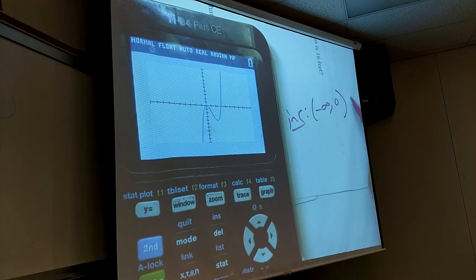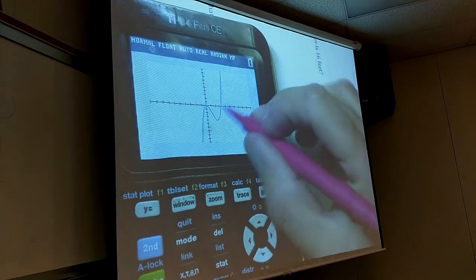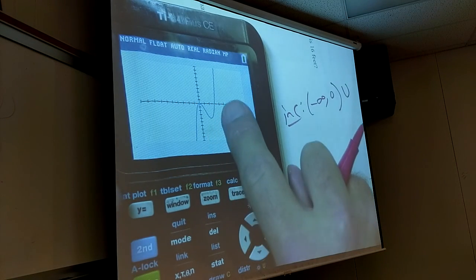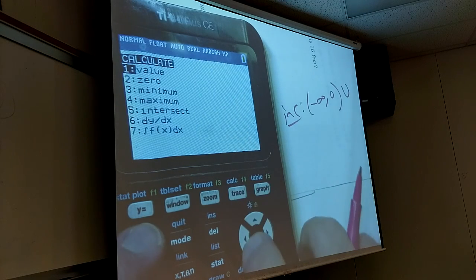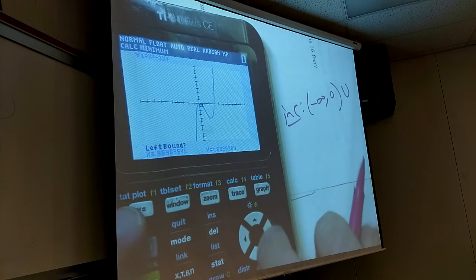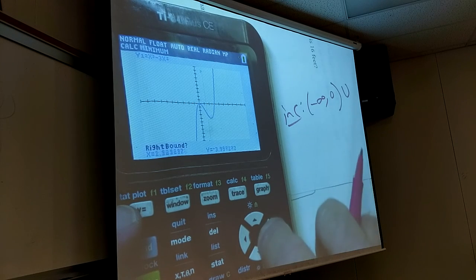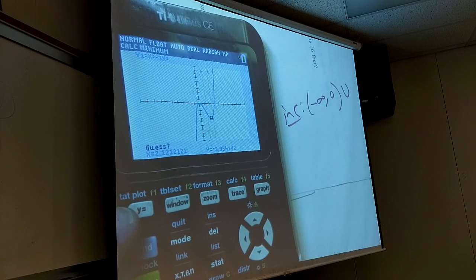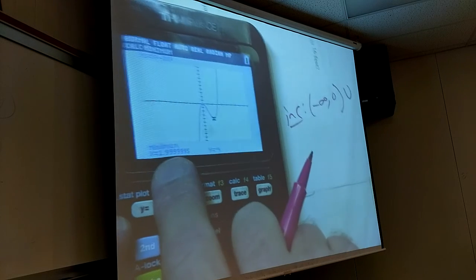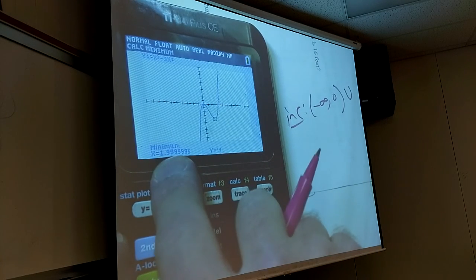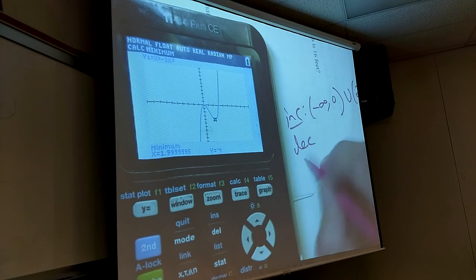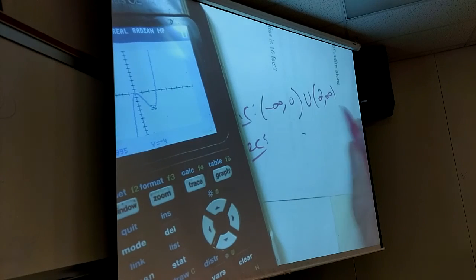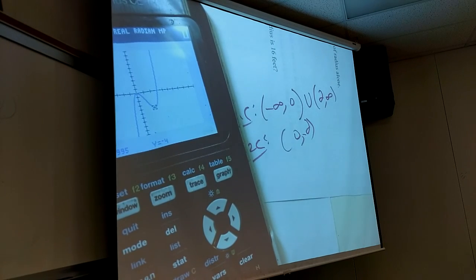Where else? Is it decreasing or increasing somewhere else? Yeah. About, looks to be 2. How can I make sure here on the graph that it's 2? I can calculate the minimum. Enter the left bound, enter the right bound, enter my guess. And it looks like it's trying to tell me 2. This is the calculator saying, I can't quite get this. It's 2. So 2 to infinity. And of course, where's it decreasing? It must be what I left out here. Yeah, 0 to 2.